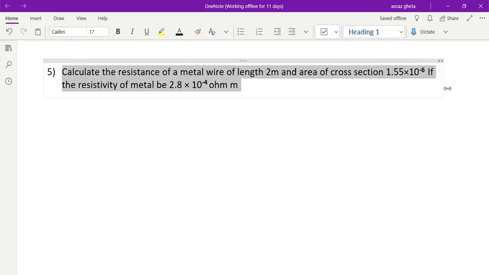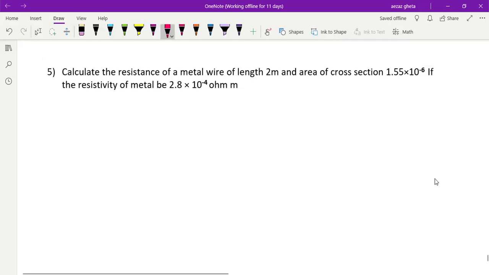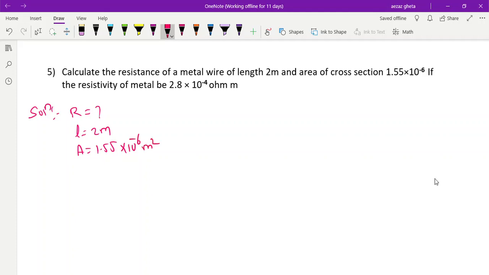The previous one is also very important and interesting. This, I think, is a textbook question. Calculate the resistance of a metal wire. The length is given as 2 meters. The area is given as 1.55 into 10 power minus 6 meter square. I should check whether it is centimeter square or meter square, because if it is centimeter square, then the value will change.